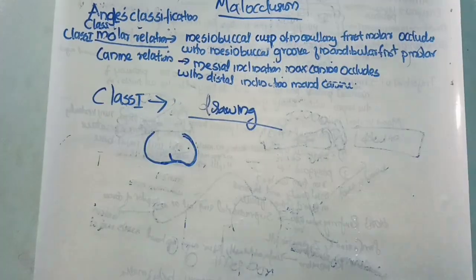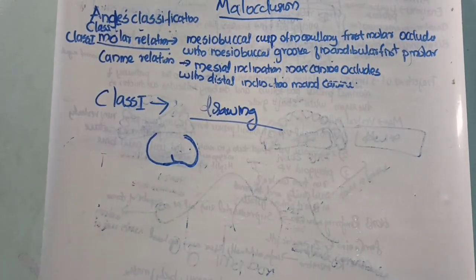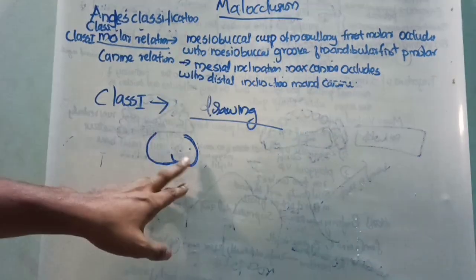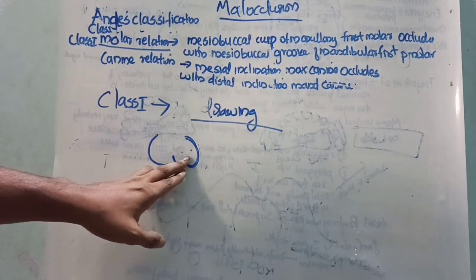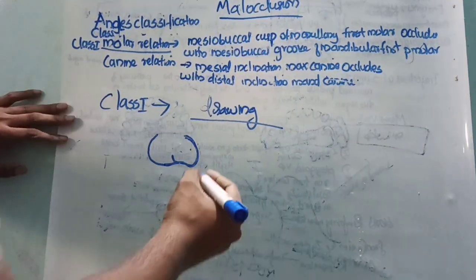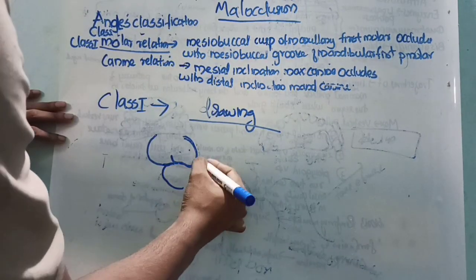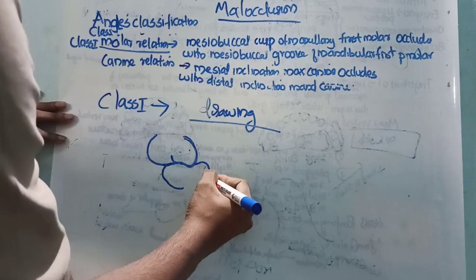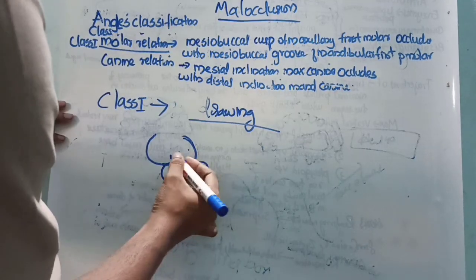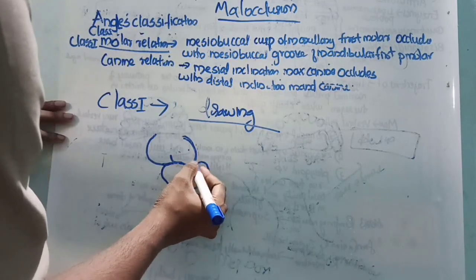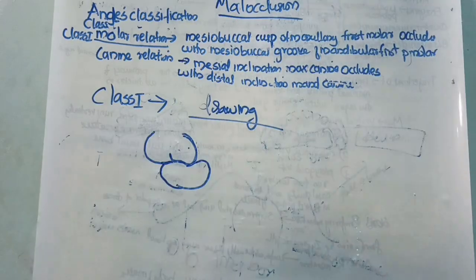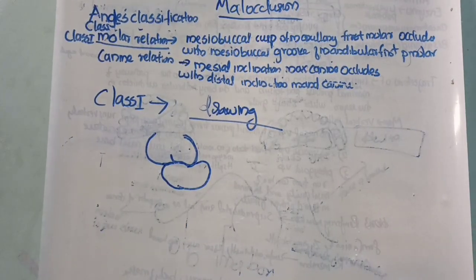Next thing we have to draw is the mesiobuccal cusp of the maxillary first molar, occluding in the mesiobuccal groove of the mandibular first permanent molar. This is the mesiobuccal groove, and this occludes with the mesiobuccal groove of the mandibular.